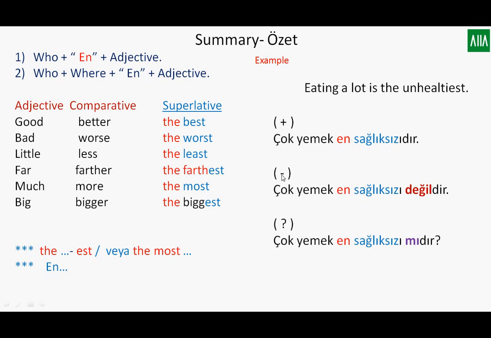Negative sentence: çok yemek en sağlıksızı değildir. Değildir means "is not". Question word, which we use only mı in the sentence: çok yemek en sağlıksızı mıdır? Çok yemek en sağlıksızı mıdır? If it is yes, then you say evet, öyledir. If not, hayır, değildir. Actually, I forgot to add these yes and no answers. I'm really sorry for this.